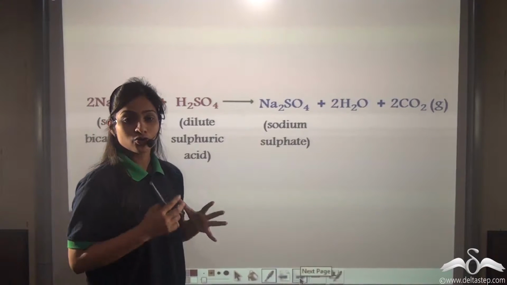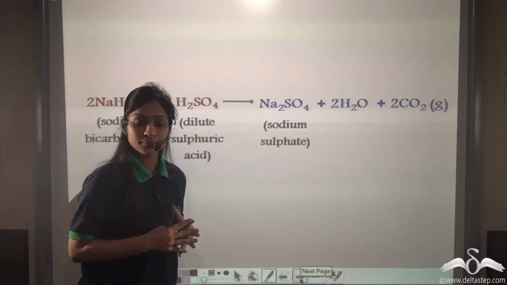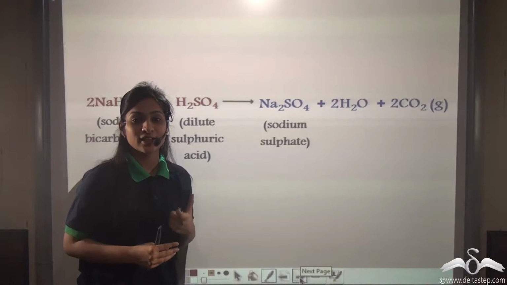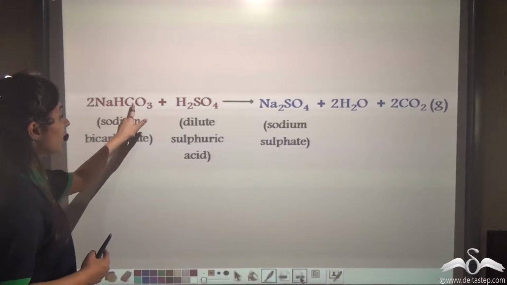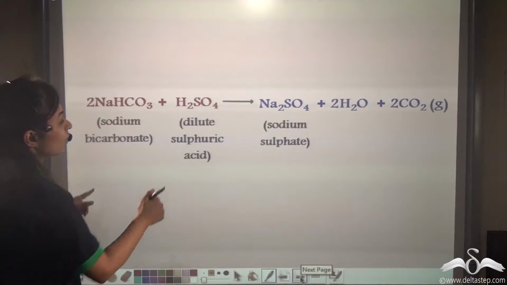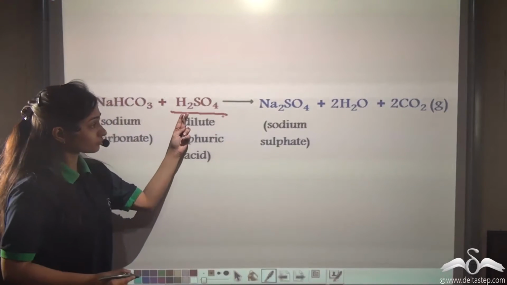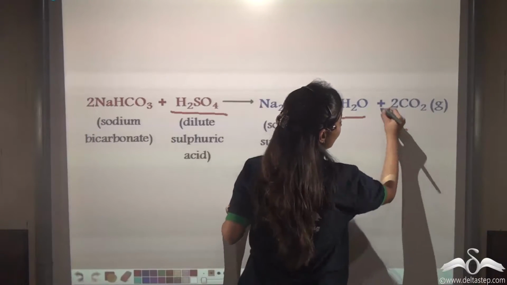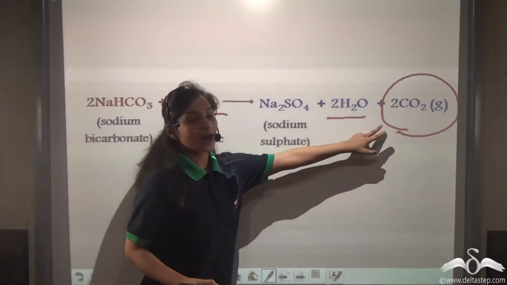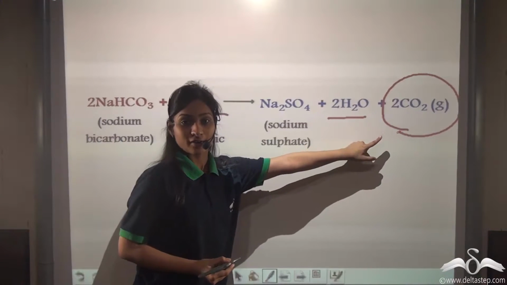So you saw how soda acid fire extinguisher works. Well, let us see what is the reaction that takes place inside the extinguisher. Sodium bicarbonate, when it comes in contact with sulfuric acid, gives out sodium sulfate, water and carbon dioxide, which actually puts off the fire.